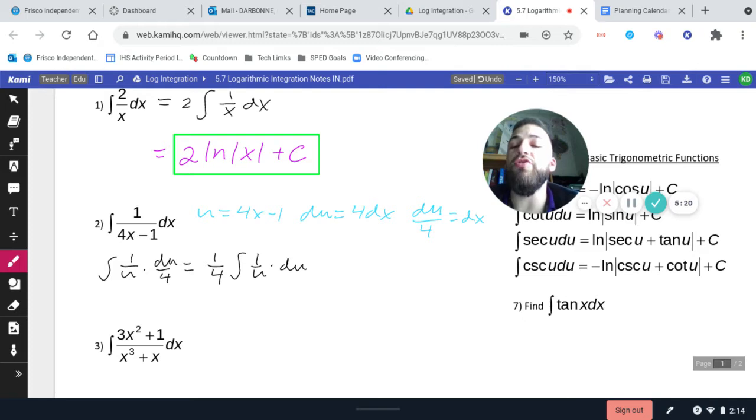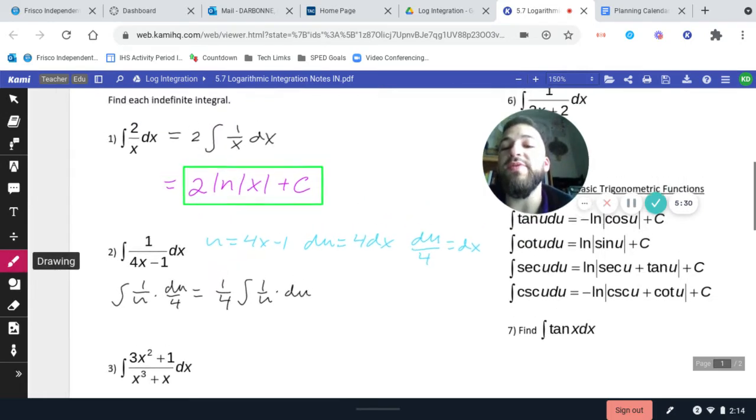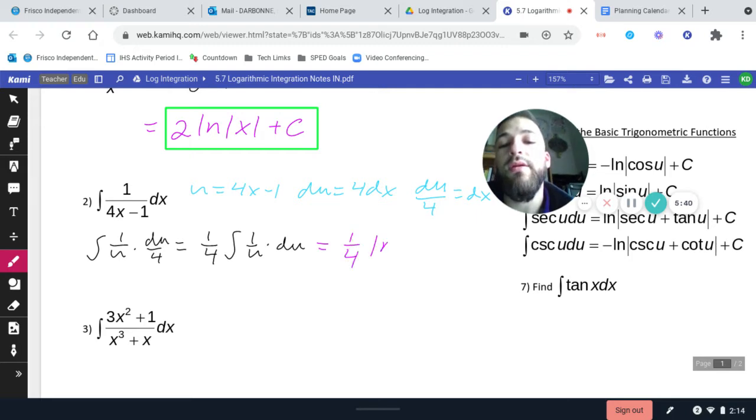So if I didn't do a u and I just went straight to applying my formula, I wouldn't get that extra 1/4 out front. Okay, but from here, the integral of 1 over u du, or as we say, du over u, which is the same thing as 1 over u times du, is equal to 1/4 natural log of the absolute value of u plus c. And as a final step, I can just plug everything back in, simplify where I need to. So this becomes 1/4 natural log of the absolute value of 4x minus 1 plus c.